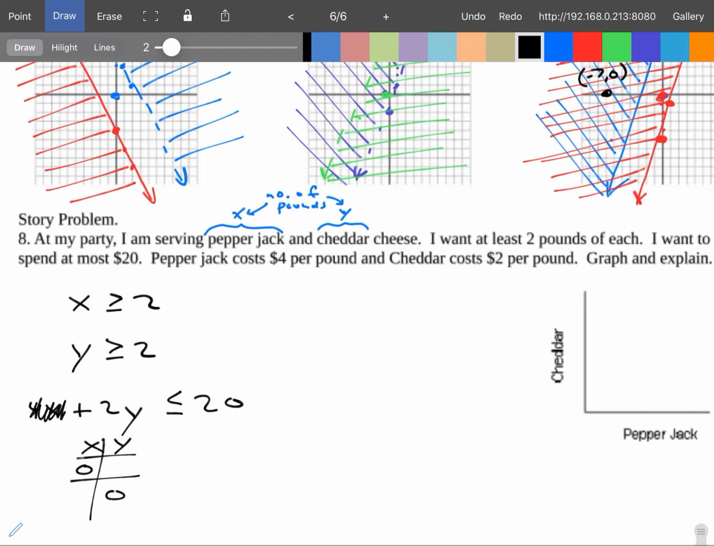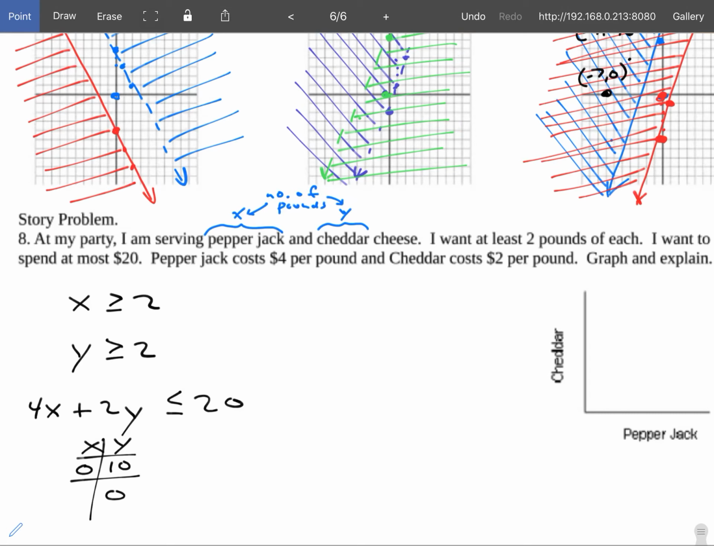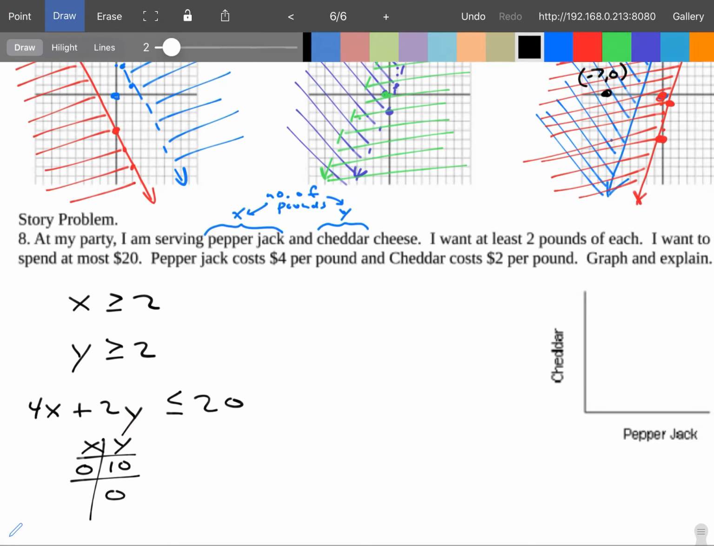So that's 10. Let me get these out of the way though. There. So this is 10. Then we're going to plug 0 in for y. So we're going to put 0 in for y right there. Well, 2 times 0 is just 0. So that means I can just cover this up. So then I got to solve 4x equals 20. So what's x then? 5. Good. So x is 5.